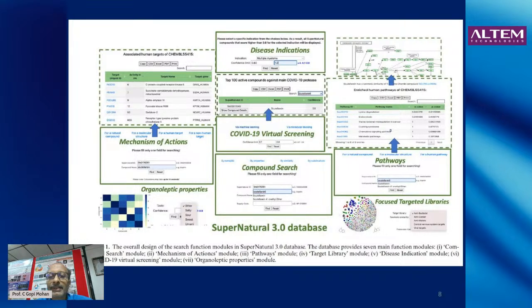So all these things can be utilized, including some organoleptic properties, which include sour, sweet, or taste of the particular compounds, and all these properties including ADME, PKPD properties, and even one can focus on target libraries also. So all these are contained in the SuperNatural 3 database. So it is a very important database in natural products. That's why I have shown you this one.